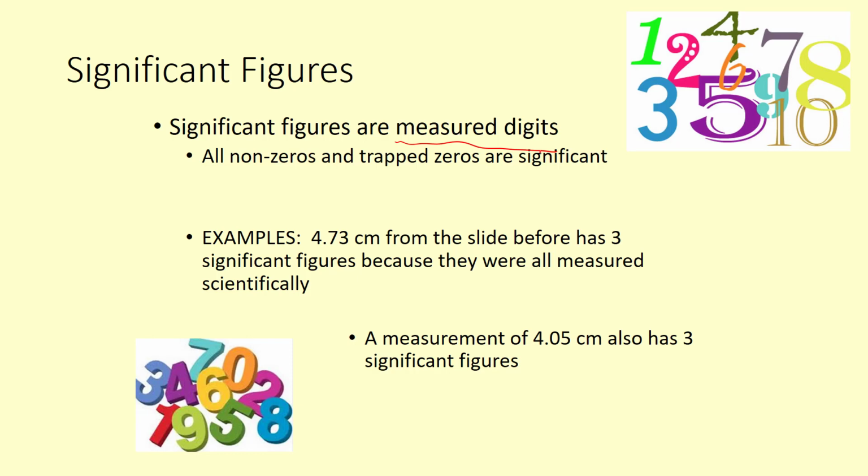So all non-zero numbers, so 1, 2, 3, 4, 5, 6, 7, 8, any digit like that is significant, and trapped zeros are significant if there's a zero in between numbers. So here's an example. 4.73 centimeters from the slide before has 1, 2, 3 measured digits. So it has what we call 3 significant figures. If you would have had 4.05, it has 1, 2, 3 measured digits. So it has 3 significant figures.